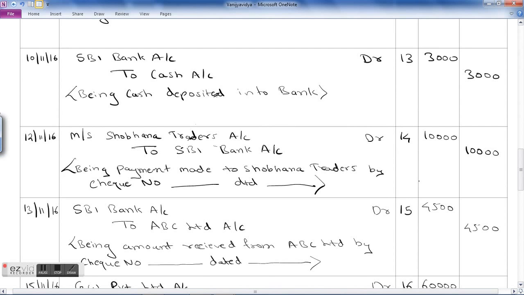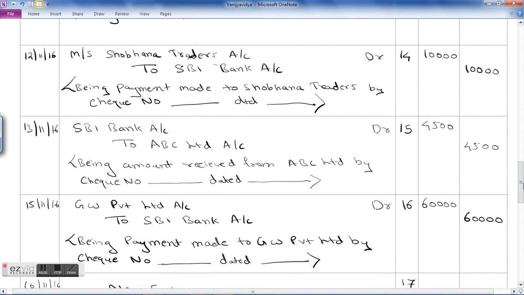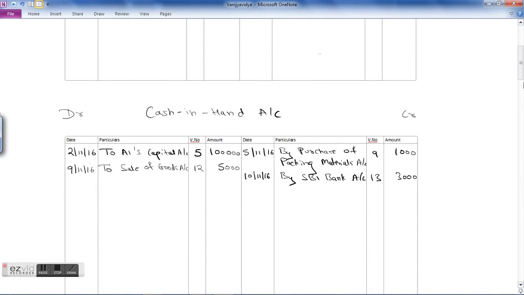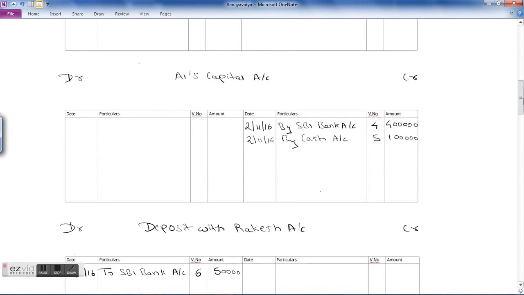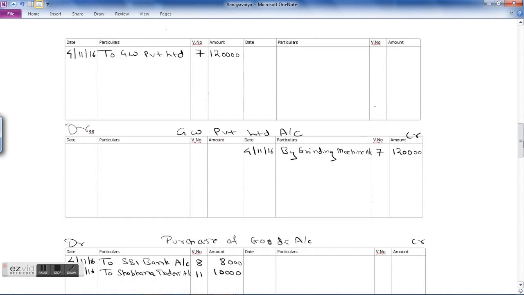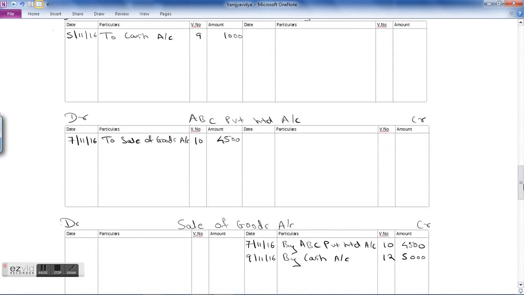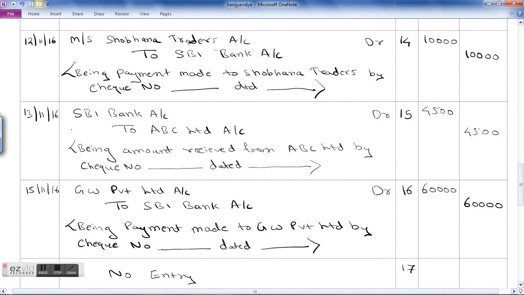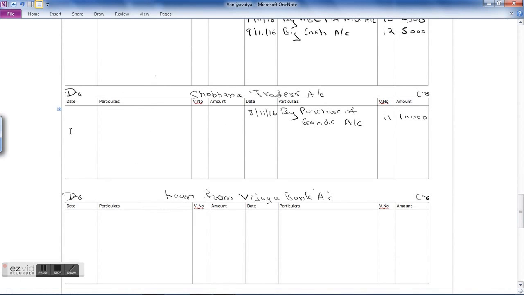Okay, next entry 12/11/2016, Messrs Shobana traders account debit to SBI bank account. Okay, amount is 10,000. Shobana traders account debit, so we'll go to Shobana traders account, debit side. Okay, 12/11/2016 is the date, to SBI bank account.